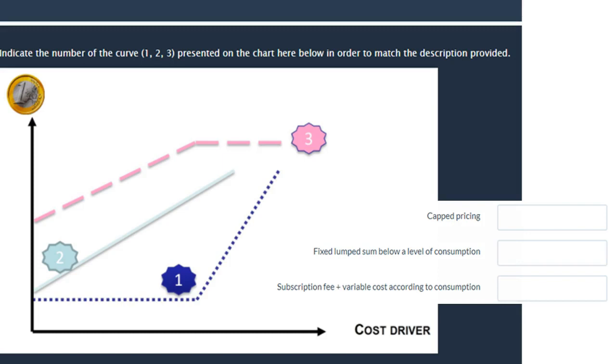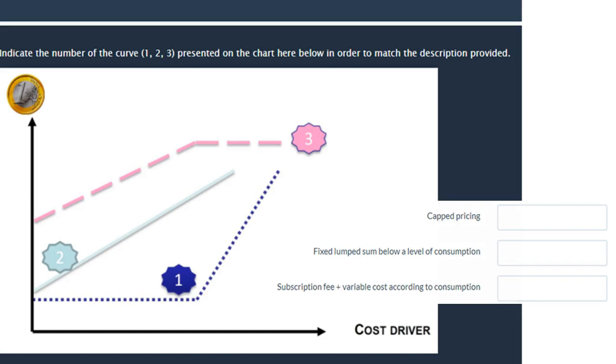A good example of this could be a telecom package that you buy, for which you have a certain amount of traffic which is included in the package. A certain amount of voice traffic, of data traffic and SMS, and then once you have trespassed that threshold, you have to pay additional amounts which vary according to the consumption you make.